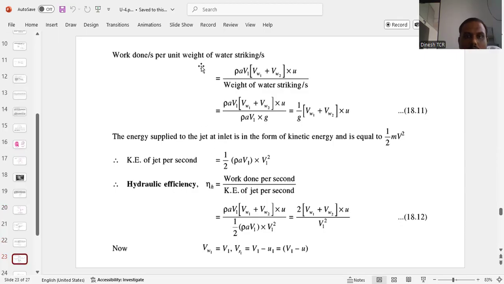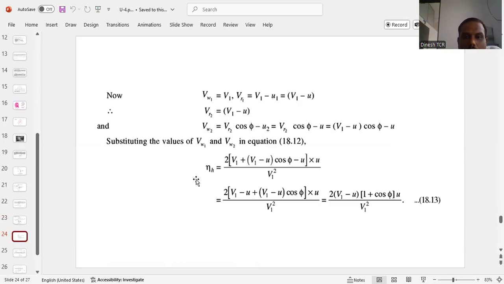From the above equation, you can get the weight of water striking per second, and the kinetic energy of the jet per second is half mv square. Very simple. We already know the formula of half mv square. The mass is given as rho a V1 into V1 square, where V1 is the absolute velocity. Hydraulic efficiency you can derive as work done per second to the kinetic energy of jet per second. Work done per second is, here you have derived the formula, rho a V1 into VW1 plus VW2 into U divided by half mv square. By solving this equation, you will get 2 into the sum of whirl velocities into tangential velocity by absolute velocity squared. So you will get this equation for hydraulic efficiency for solving problems.